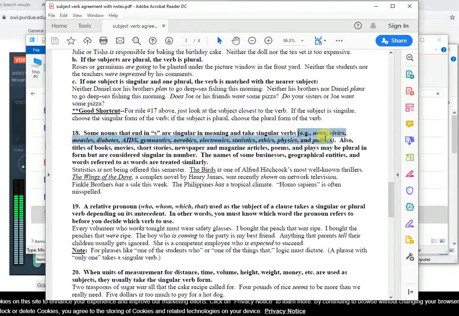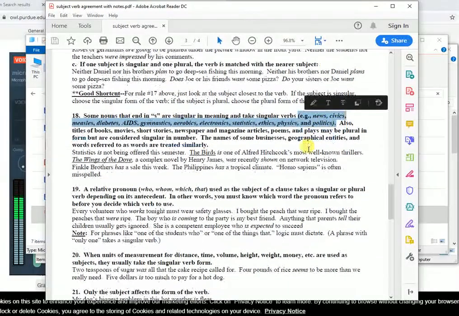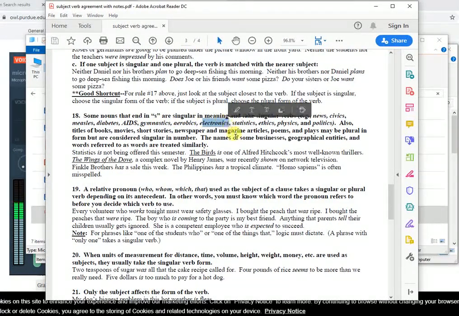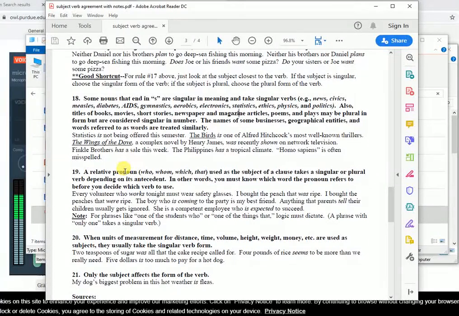Okay, here are some other irregular subjects, and many of these are different in Spanish, where you say the news, las noticias, the news was interesting. I'm watching the news and it is interesting today. Electronics is an interesting subject at school. Economics and politics. Economics is interesting. Politics is confusing.